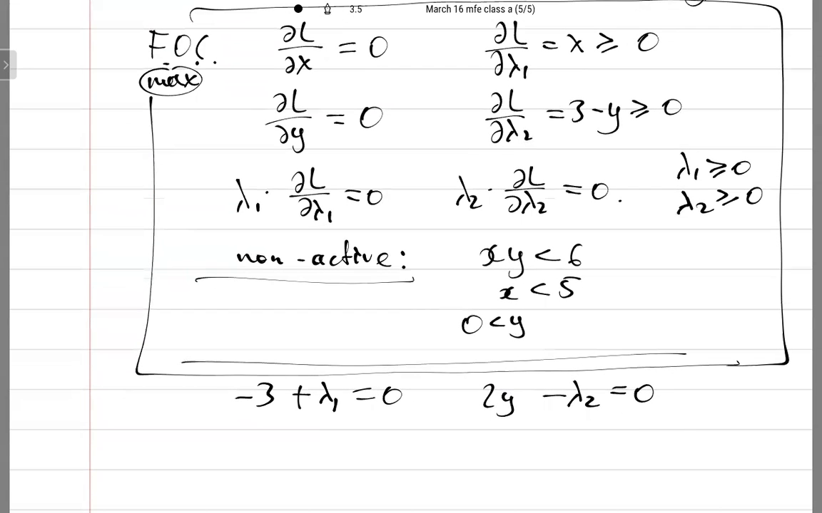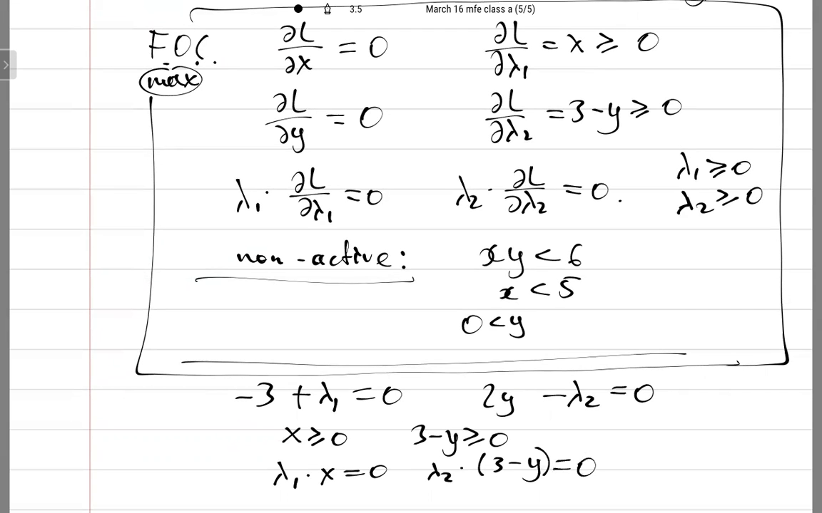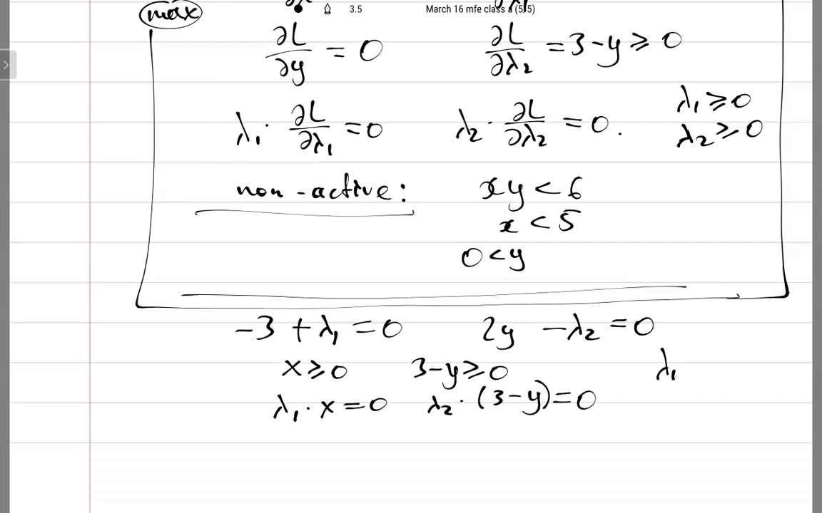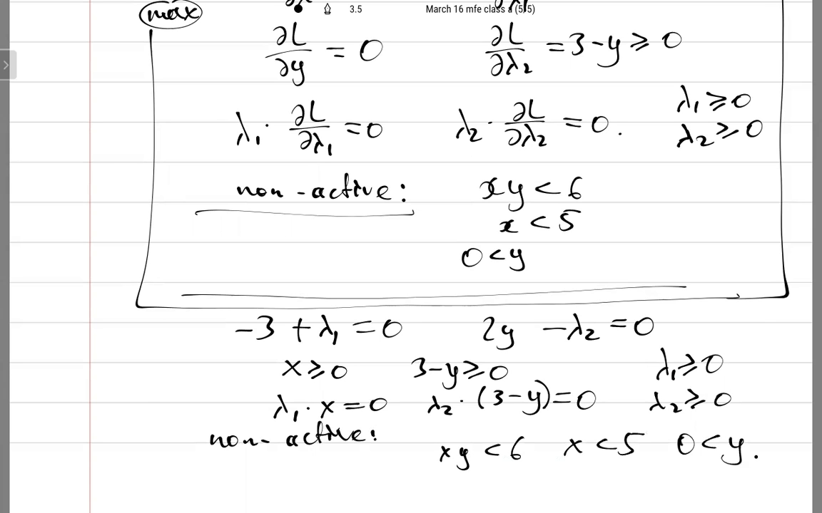Okay, so I have x is greater than 0, 3 minus y greater than 0, lambda 1 times x equals 0, lambda 2 times 3 minus y equals 0, lambda 1 is greater than 0, lambda 2 is greater than 0, and I just copy the non-active constraints. xy is less than 6, x is less than 5, 0 is less than y. I have all these constraints.